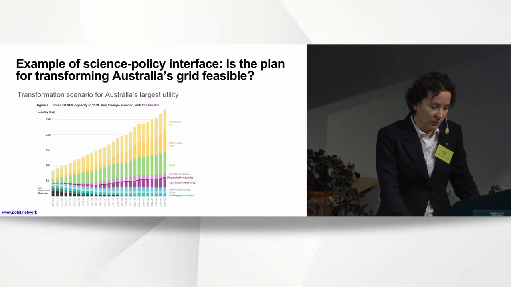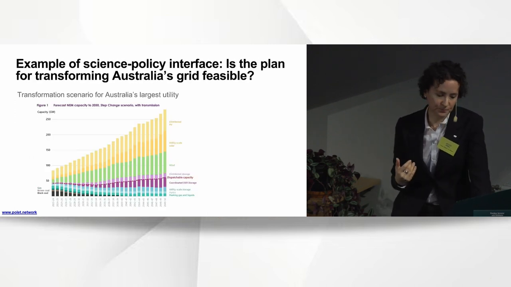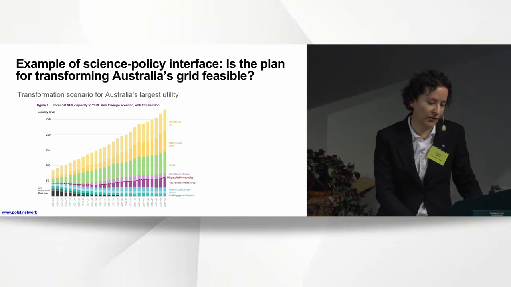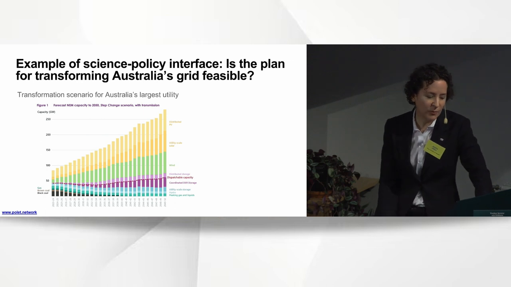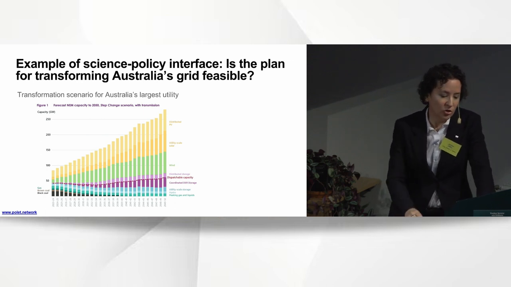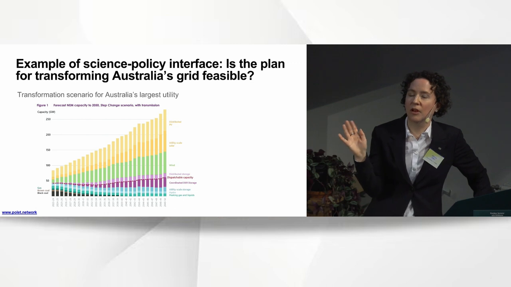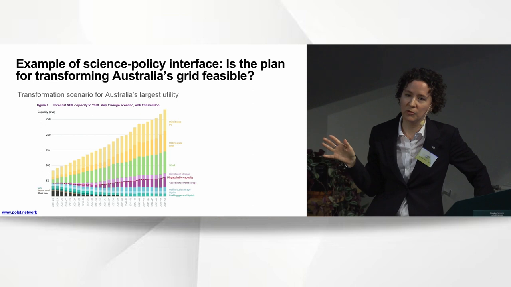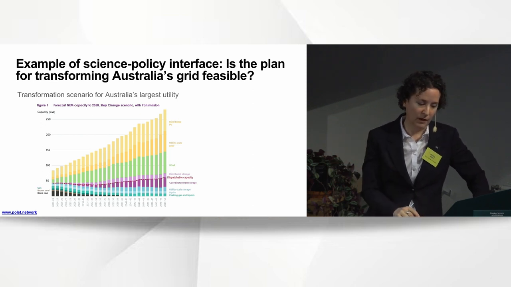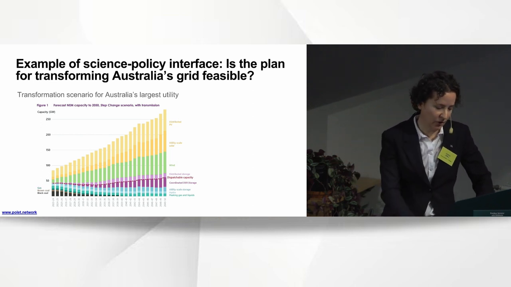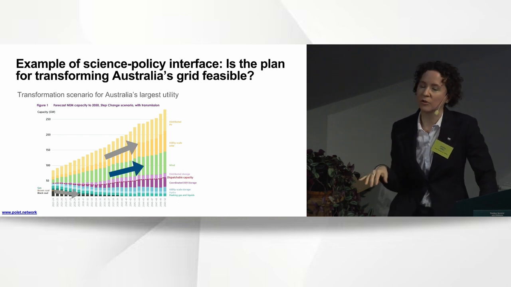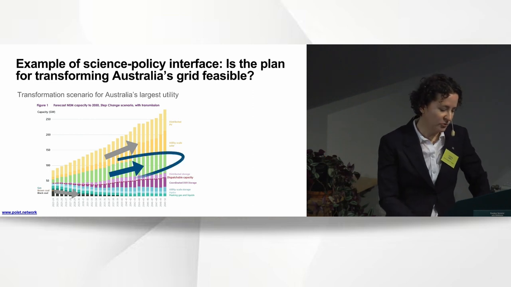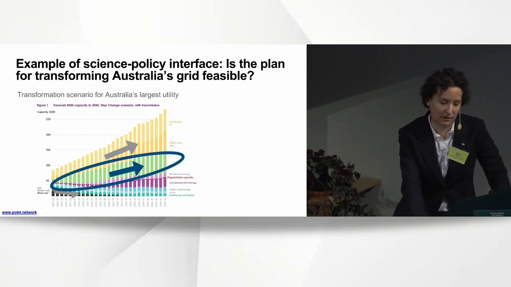Now, the way I try to deal with this in my own work is I try to work on important problems with slightly smaller boundaries. So I was recently asked by Australia's largest utility if the transformation scenario, their most ambitious transformation scenario with the most rapid decarbonization, is feasible. And rather than giving them a yes or no answer, I started breaking it up into individual components and saying, OK, well, what can we learn from world leaders? And today I'm just going to show you how we analyzed wind in this.